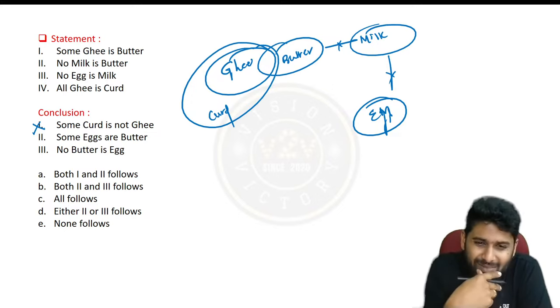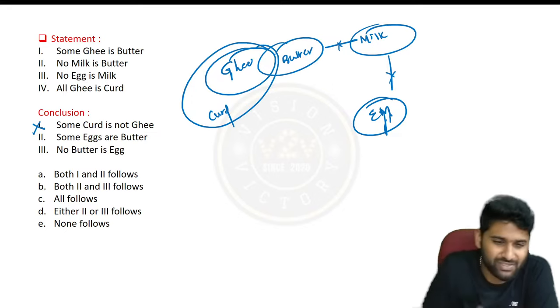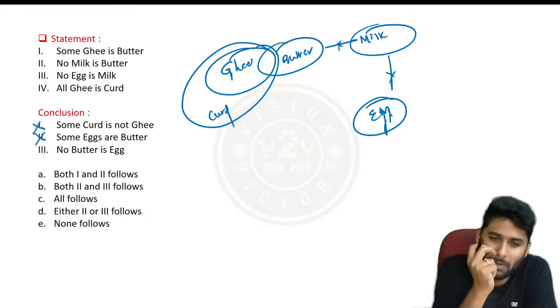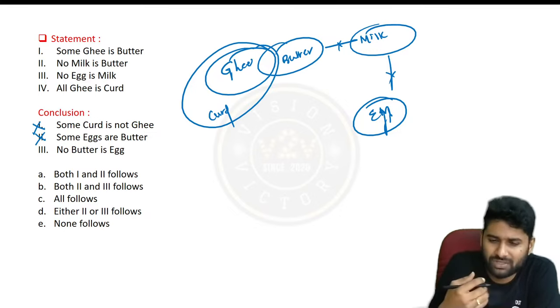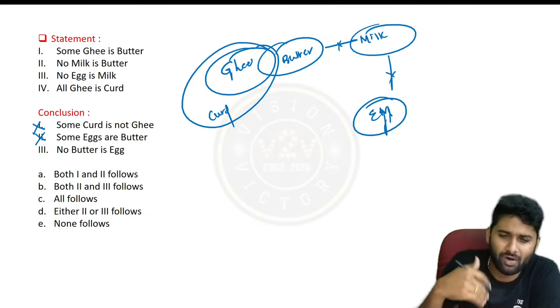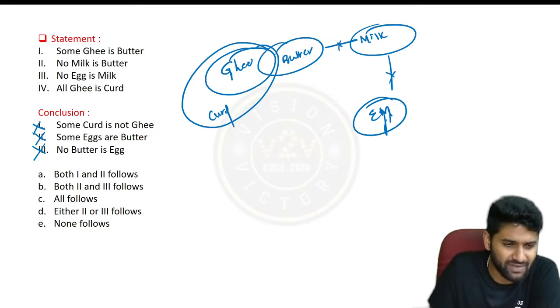Actually, some eggs are butters. You cannot see direct overlapping. No butter is egg, guys. We can overlap both the diagrams. All butter can be egg, and all egg can be butter. So all are invalid.